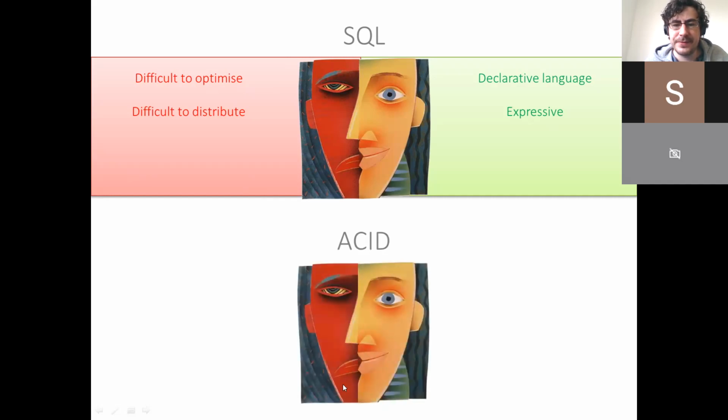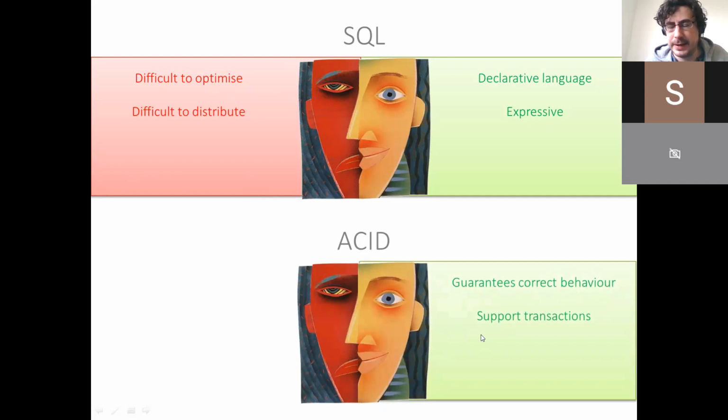So in terms of the strengths and benefits, it guarantees correct behavior and allows for supporting transactions. So we have atomicity, consistency, isolation, and durability. Atomicity means that a transaction is applied as if it were one operation, so it either runs entirely or fails entirely. Consistency means that each transaction is guaranteed to maintain the consistency of the database. If it doesn't, it will just fail entirely.